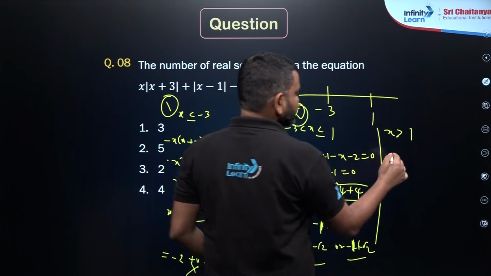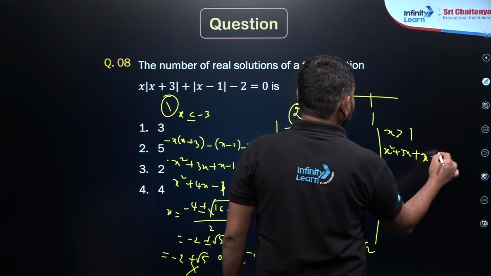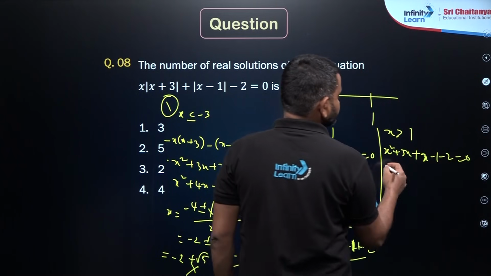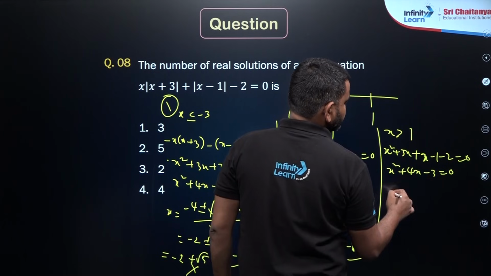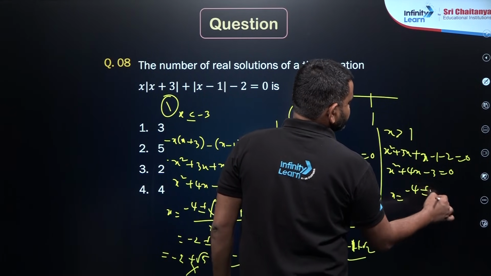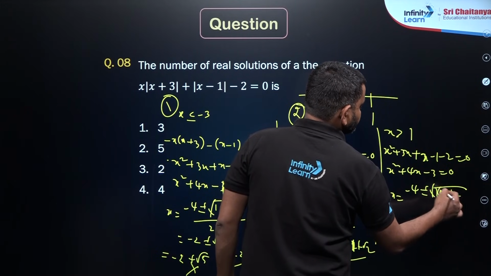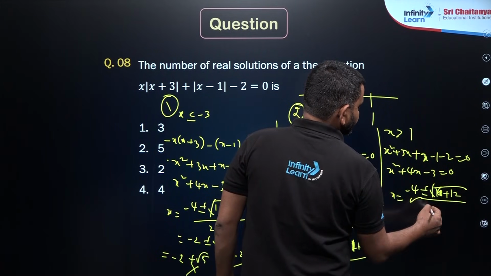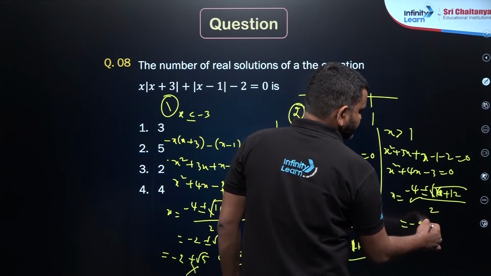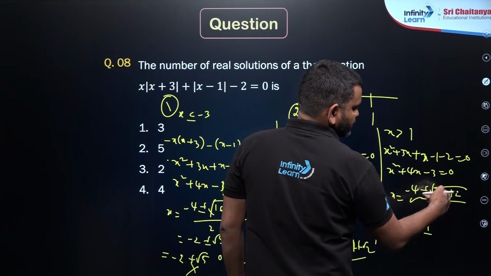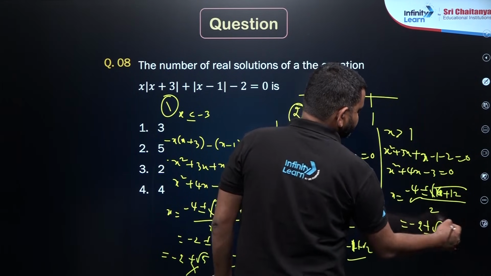If greater than 1, this is going to be x square plus 3x, and here this is going to be directly x minus 1 minus 2 equals to 0. So x square plus 4x minus 3 is equals to 0. x is equals to minus 4 plus or minus, this is 16 plus 12 divided by 2. So 16 plus 12 means what? Here I am going to get minus 2 plus or minus 2, 4 I am taking common. So here 4 is remaining, here 3. So under root 7 will be remained.